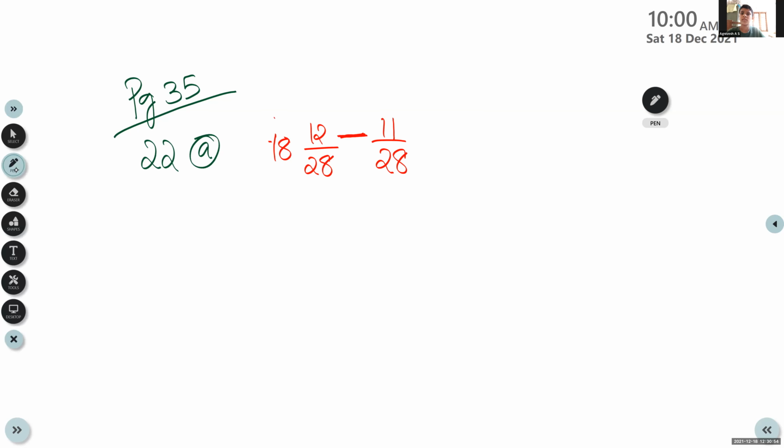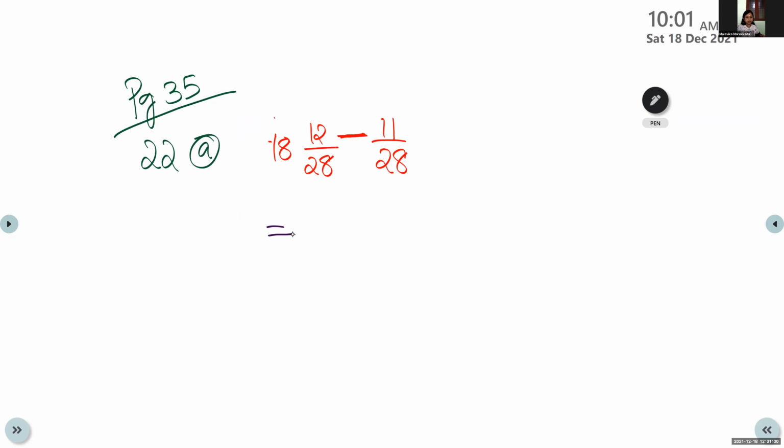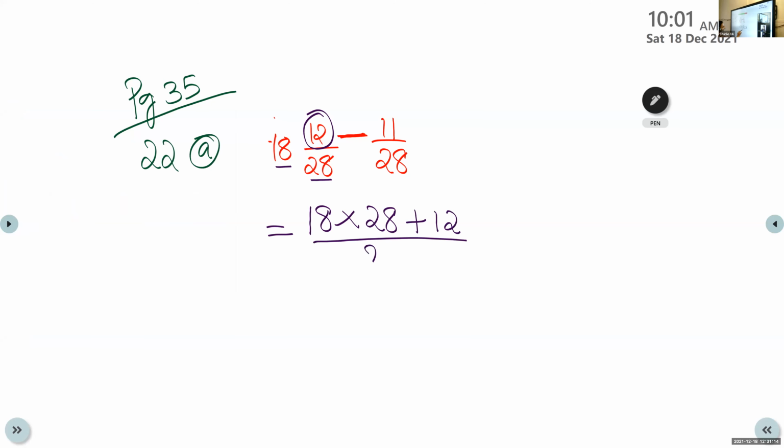Ma'am, yesterday we have done same like these problems, but it was addition. So to convert this, as Aishwarya was telling clearly, we have to multiply the whole number 18 and the denominator 28. Then we have to add the numerator. The numerator is here 12 and the denominator will be the same 28. Then after finding this answer, you have to subtract 11 from that. Yes, children, complete faster. You have to multiply 18 and 28, then add the numerator 12. Find out the answer. Then subtract 11 from that.